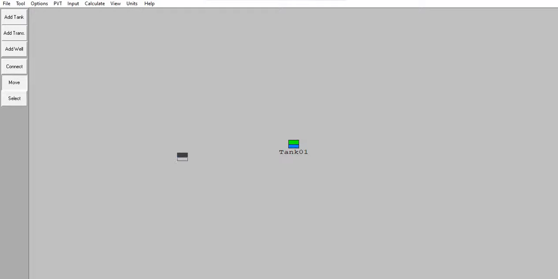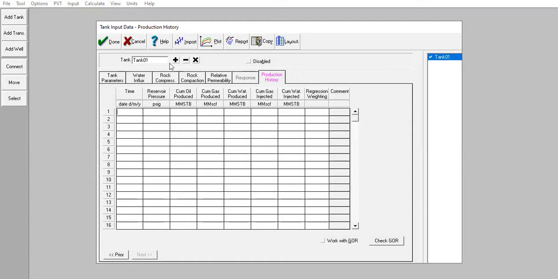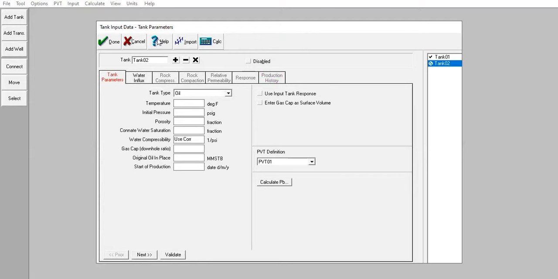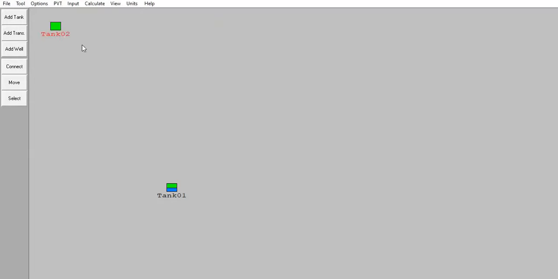I will move it there. Or we can go to input, tank data. Here, we can add a new tank by clicking this one. All right, so I now have tank 2. I will first click done. Okay, I have this one, tank 2. I will move it there. All right, uncheck the move. Go back to input, or we will go to this tank.